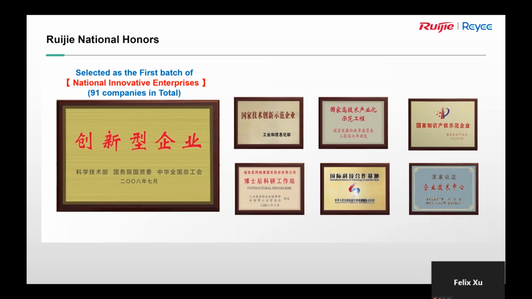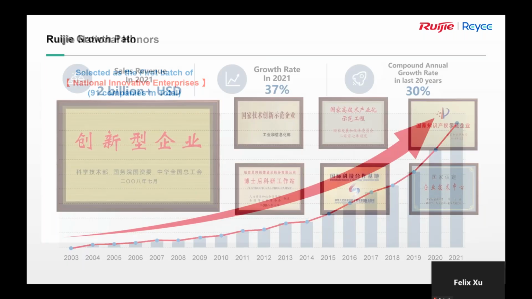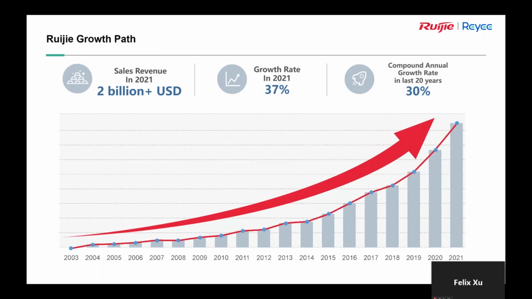That's what brings Ruijie fast growth. In 2021, sales revenue of Ruijie is more than 2 billion USD. The growth rate is 37%. In the last 20 years, the growth rate of Ruijie never stops. The compound annual growth rate is 30%.